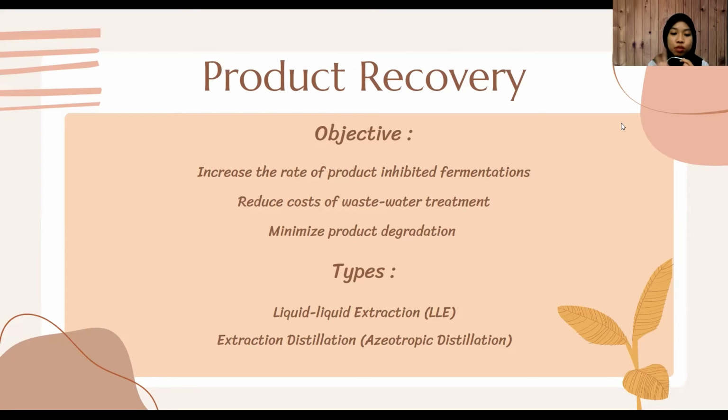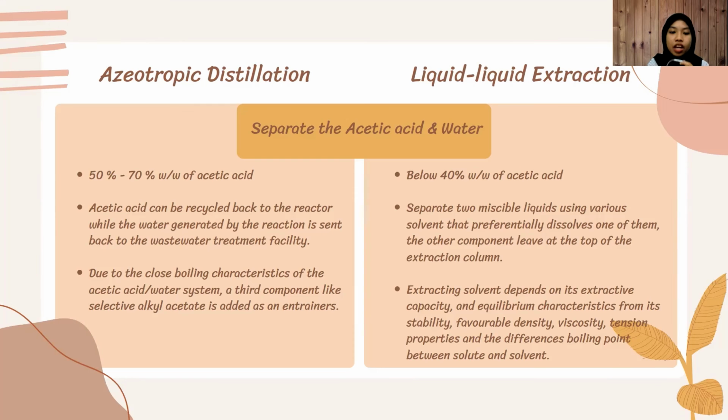We have two ways to recover the acetic acid, which are liquid-liquid extraction or LLE and extractive distillation that we call azeotropic distillation. If you can see, I already compared these two ways to recover the acetic acid, which both have the same function, to separate the acid and water. So the azeotropic distillation method is used only for 50% until 70% of the acetic acid. Meanwhile, if our acetic acid has a weight concentration below 40%, the most appropriate method is liquid-liquid extraction.